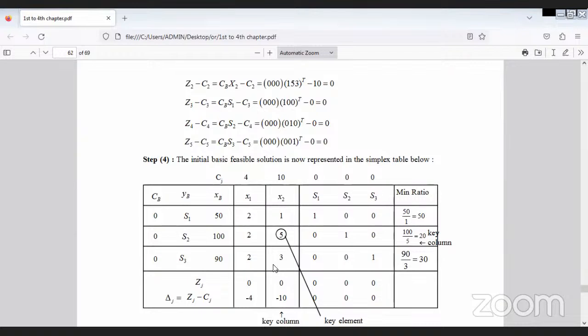Yesterday I told what is Zj, what is Cj. Charan? Sir, I was not present yesterday. Sorry, sir. Zj 0, 0, 0, 0. How does it come 0, 0, 0, 0?